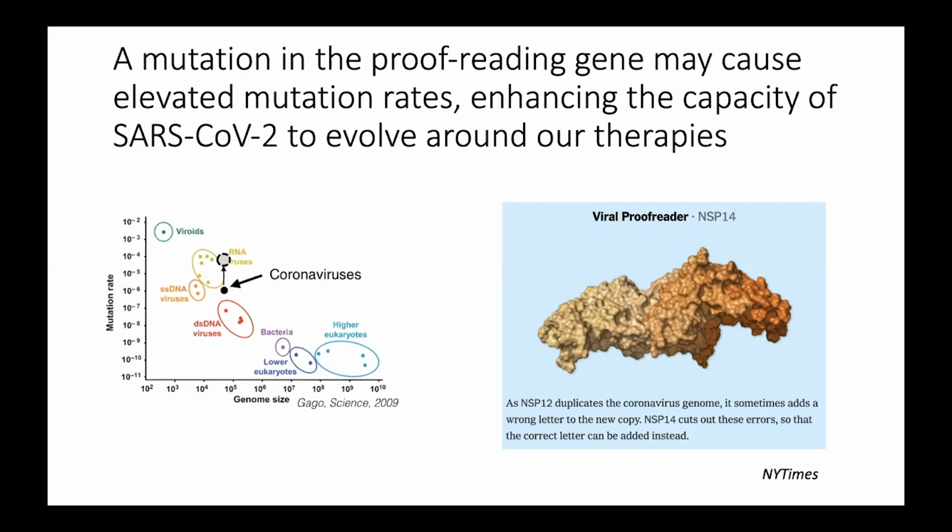And so even though it has these deleterious effects on replicating the RNA genome, it might actually have this sort of second order effect of enhancing its ability to evolve, and so it might actually be selected for. And that would be a huge problem for us, because then it would have enhanced ability to avoid our therapies.